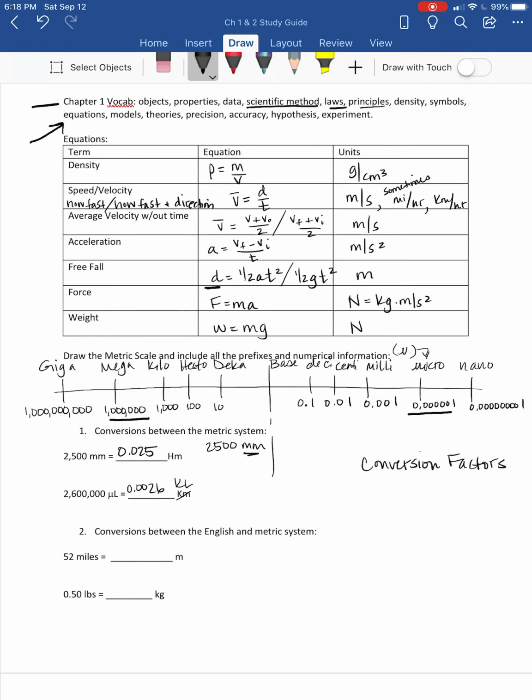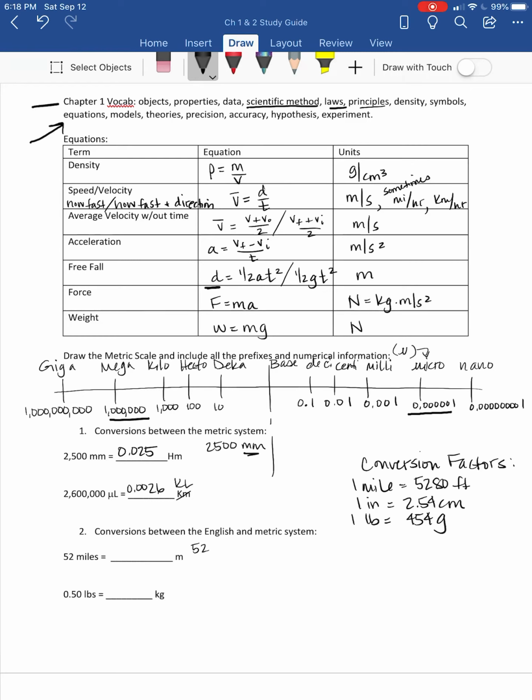And I would give these to you on the test. So let's say 1 mile is 5,280 feet, and 1 inch is 2.54 centimeters. And let's go ahead and say 1 pound is 454 grams. Okay, so let's do this 52 mile one.